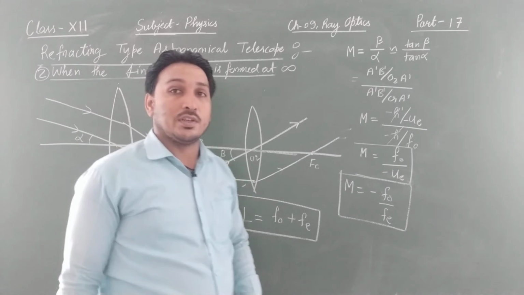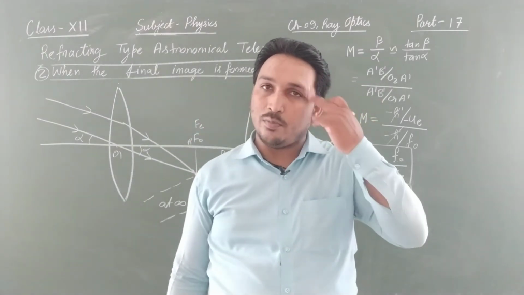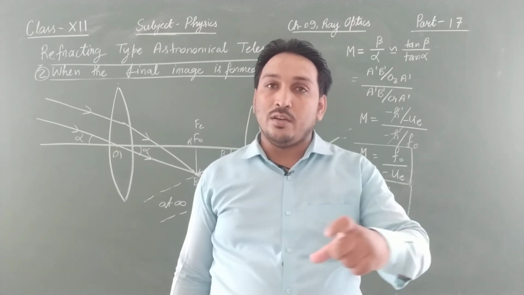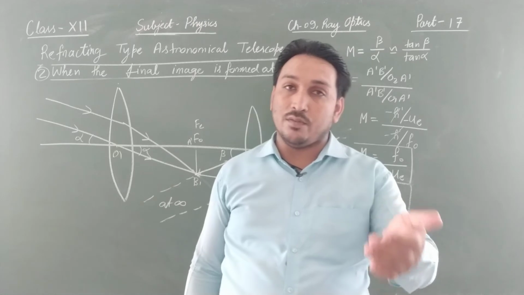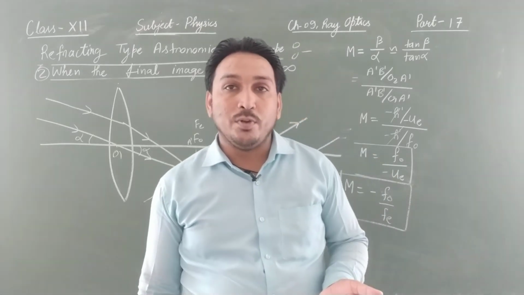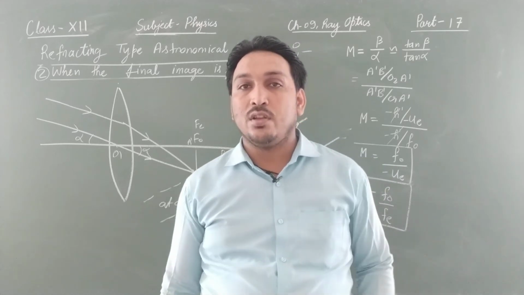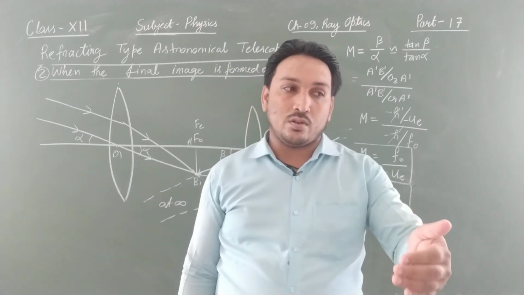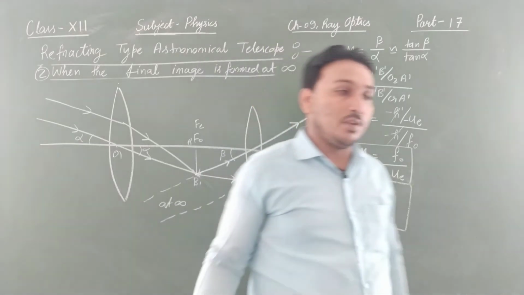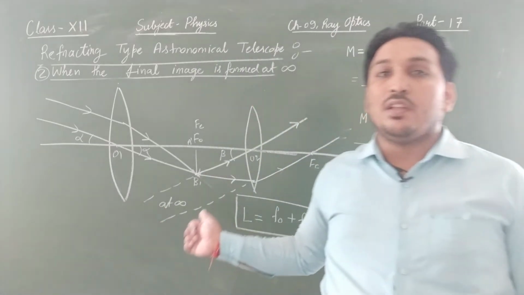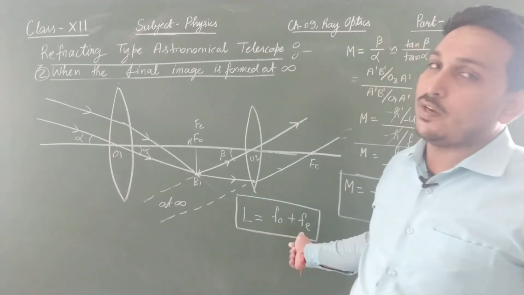This condition is preferred because in this condition the eyes are in a relaxed condition. In the previous video lecture I told that when a distant object has to be viewed, the ciliary muscles which hold the eye lens are in a relaxed condition, but if a thing which is closer to our eye has to be viewed, then the ciliary muscles have to push the lens to decrease its focal length. And that's why this condition is preferred, because the eyes are in a relaxed condition. So this is all about the refracting type telescope.